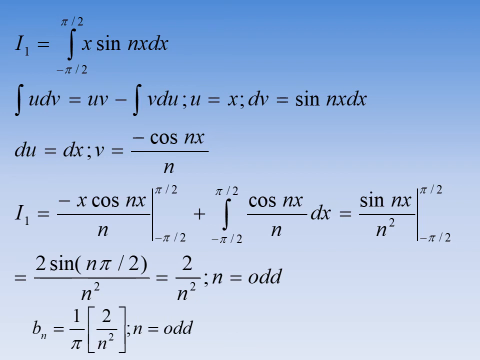If you substitute this limit, it is equal to 2 sin n pi by 2 by n squared, and it is equal to 2 by n squared if n is odd. For all other cases, that is if n is even, then this value is equal to 0. So b n is equal to 1 by pi into 2 by n squared, only for n odd.